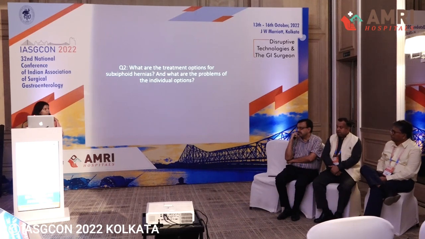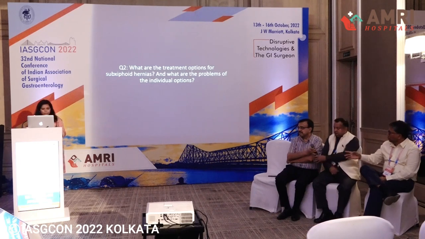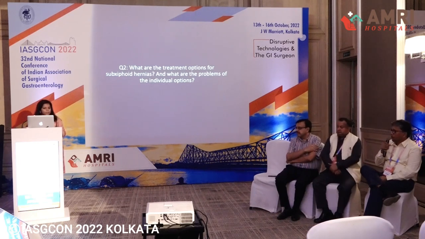So Dr. Rai, I'd like to ask you, what are the different treatment options for these subxiphoid hernias? I personally have done quite a few IPOM plus for these patients. Right. And at times you have to make some release incision to get the midline closed. Big ones are difficult. Right. How do you make those release incisions?